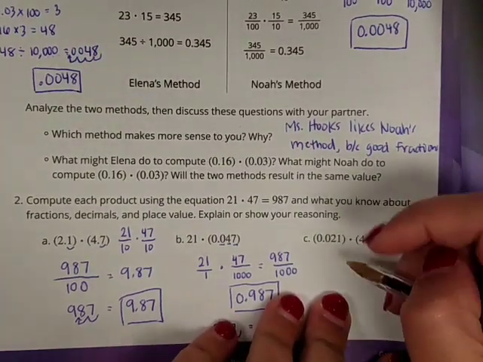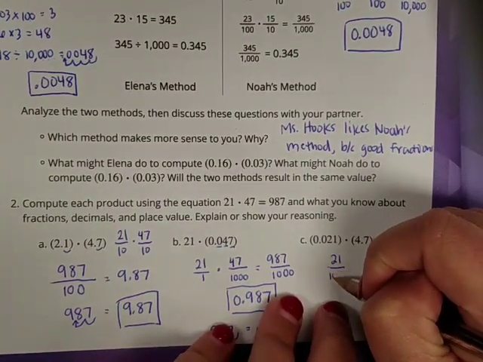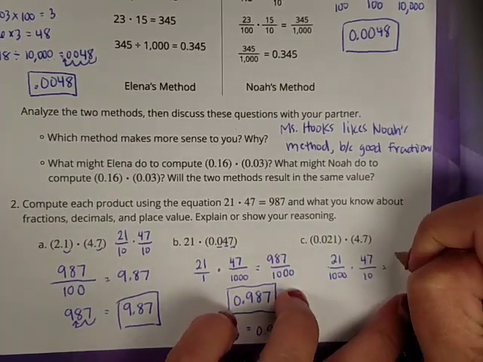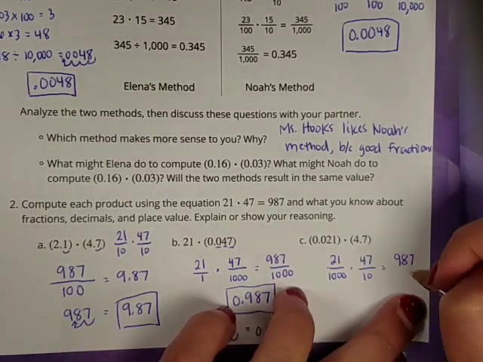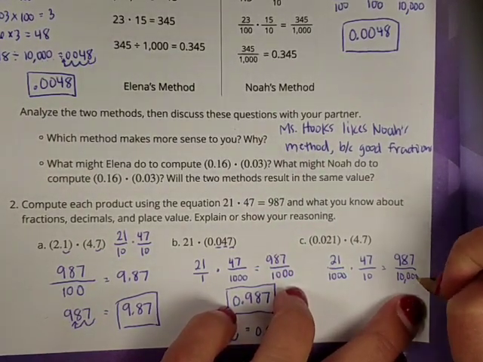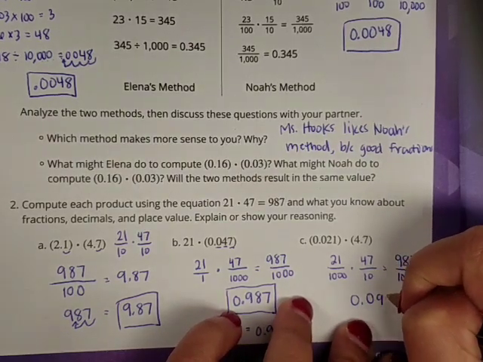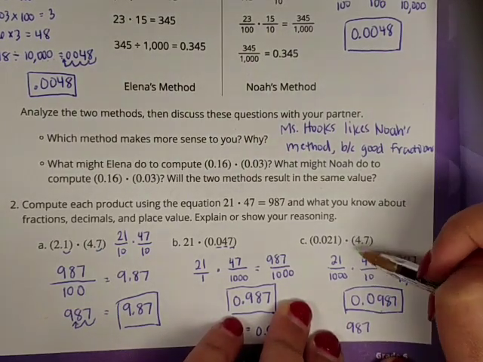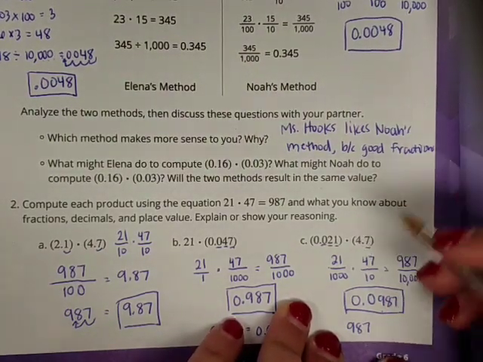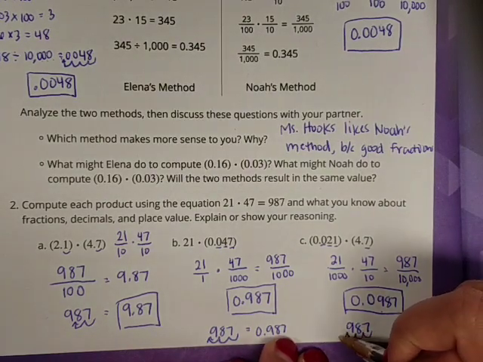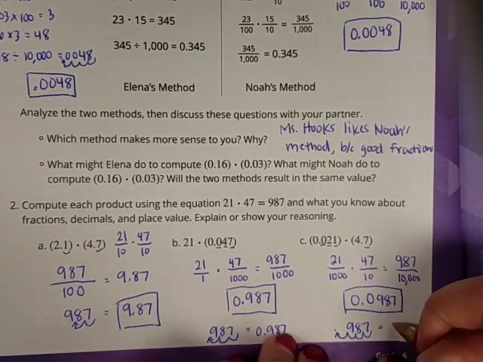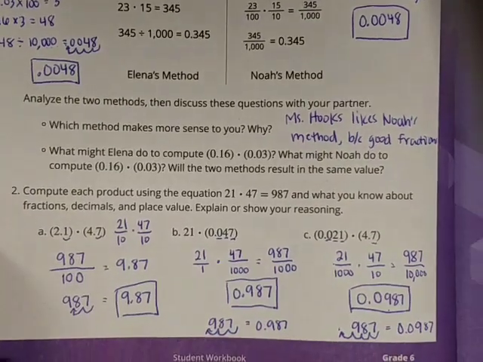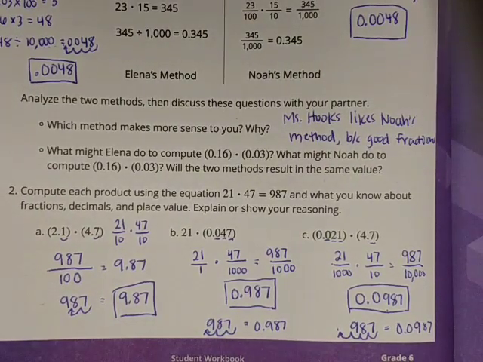All right, this last one is 21 over 1,000 times 47 over 10, and that still gives me 987 over 10,000, which is 0.0987, so that's one way to do it. Or you could have just gotten the 987 and then seen that it's 1, 2, 3, 4 decimal places, which still gives you 0.0987. Okay, so those are just different ways that you could have done this problem.